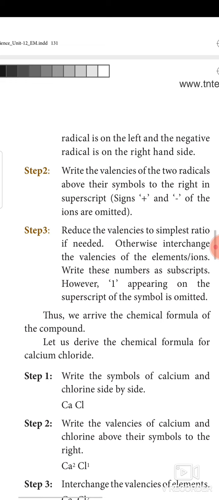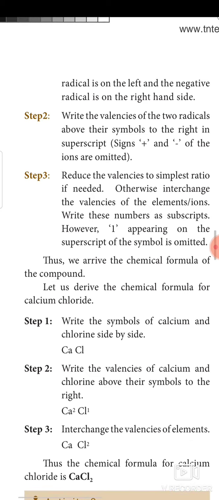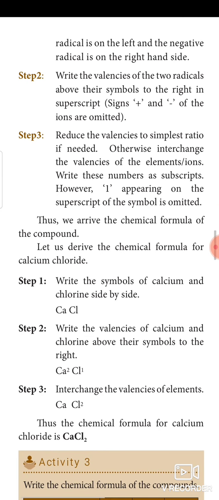Write these numbers as subscripts. However, 1 appearing in the subscript of the symbol is omitted. Okay. Now step 3, see step 3 in your example. In step 2, in the superscript, calcium has 2. But in step 3, in the subscript, chlorine has 2. You have to cross the number.